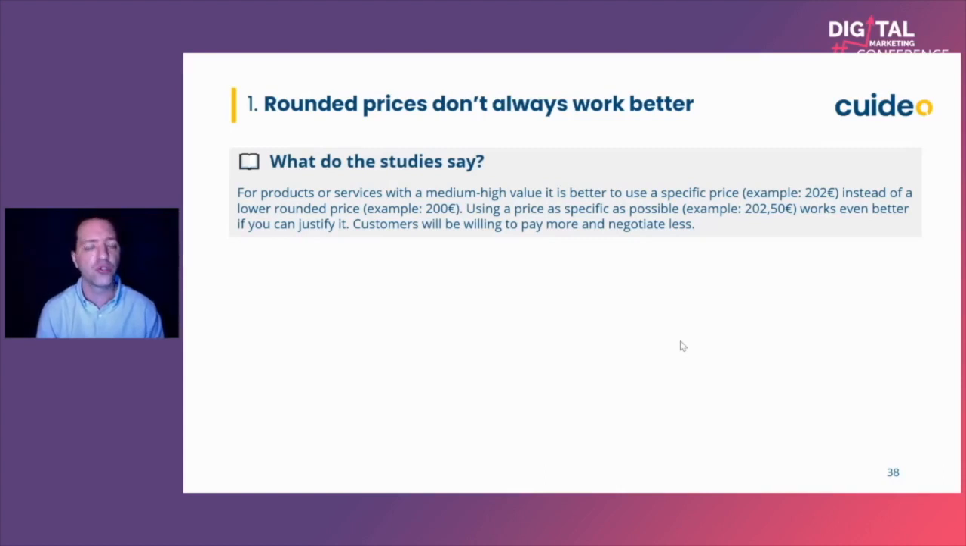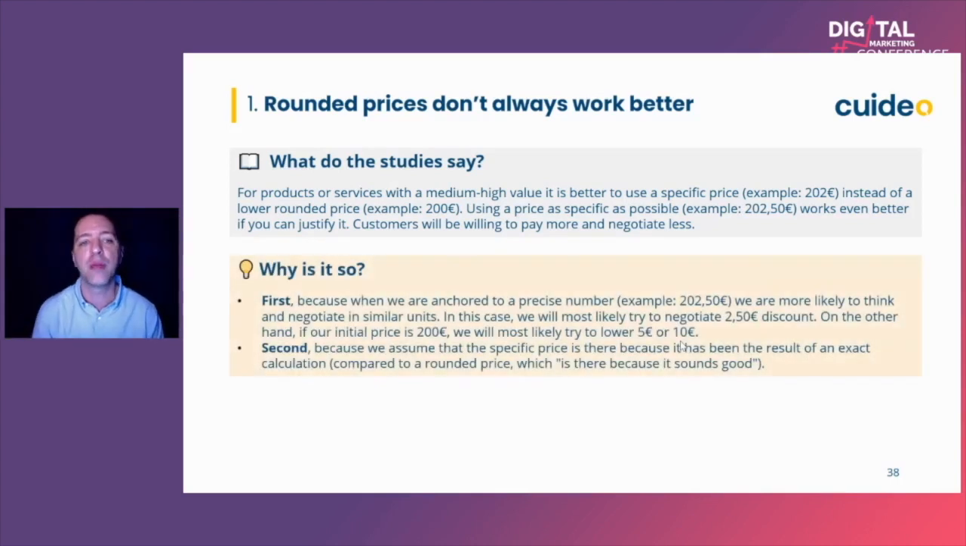So what are the studies saying, basically? Studies say that if you have a specific price, people will convert better. And why is that? Because customers will negotiate less, for 2 reasons. The first one is that if people tell us a price, that's going to be our anchor, so we're going to focus on that specific price. If they tell us something costs 202.50 euros, we're going to talk about that and have that price in mind. And if we want a discount, what we're going to negotiate is those 2.50 euros.